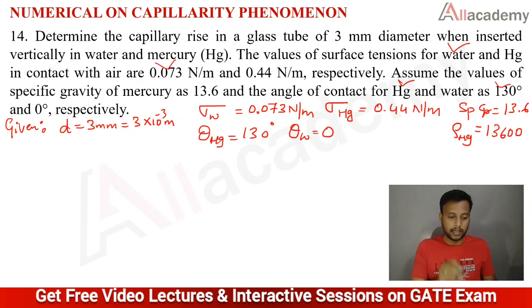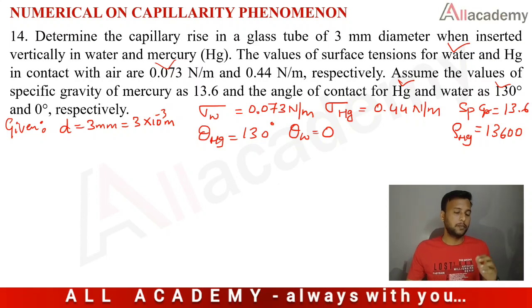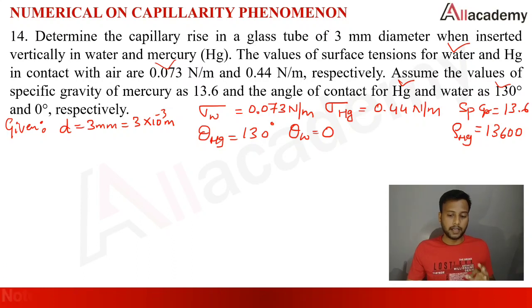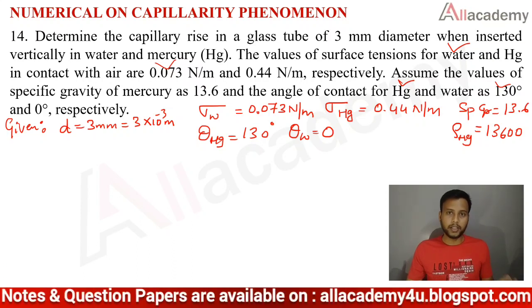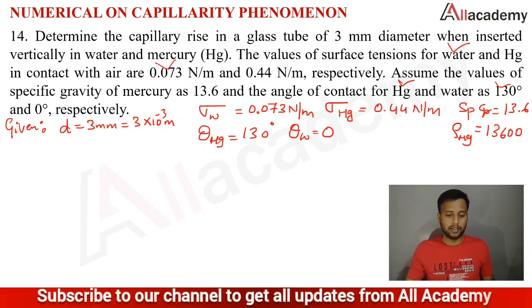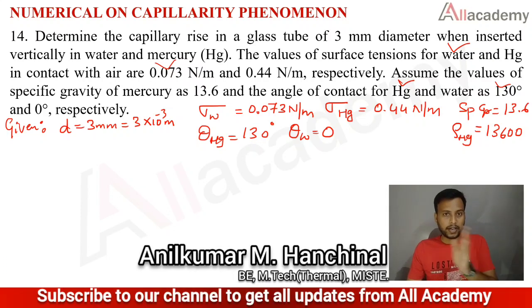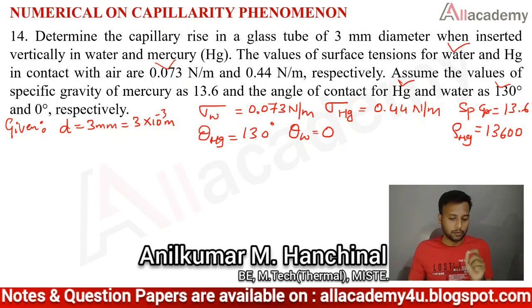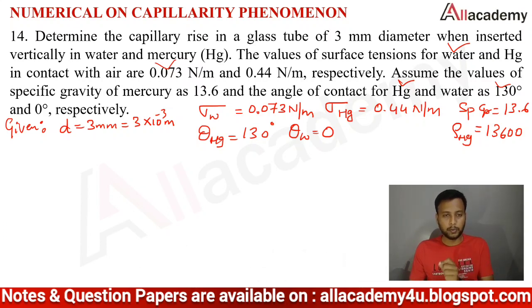Many students will take 130 for water, because the same question was asked in a previous examination for 8 marks. 99 students took 130 degrees for water and 0 degrees for mercury, because initially he mentioned water and mercury, and the same order they continued while taking the given data. So please take care which term is mentioned first, the same value has to be taken for the same given data. Okay, now what is the formula?